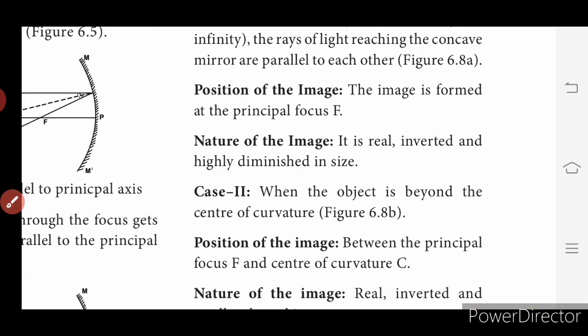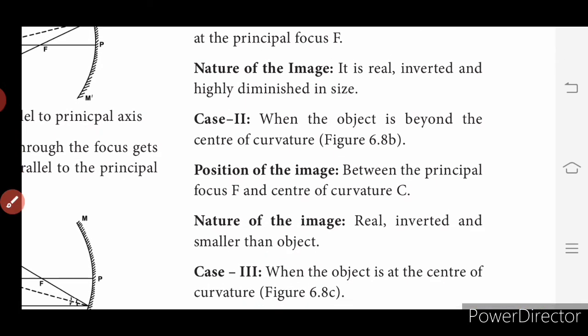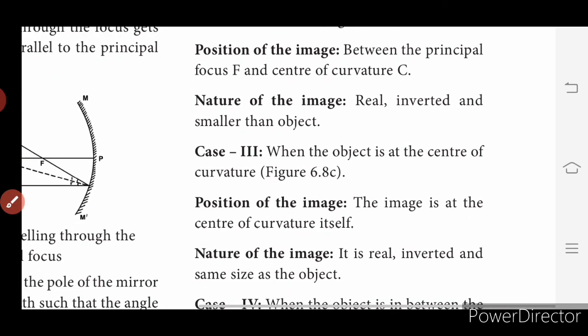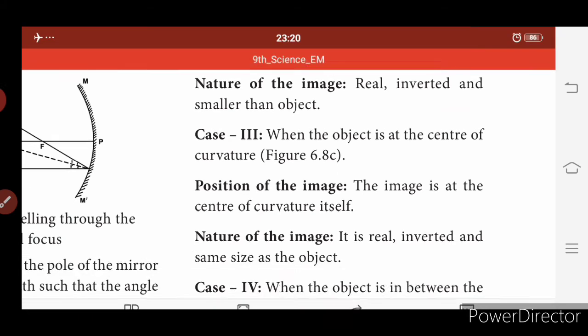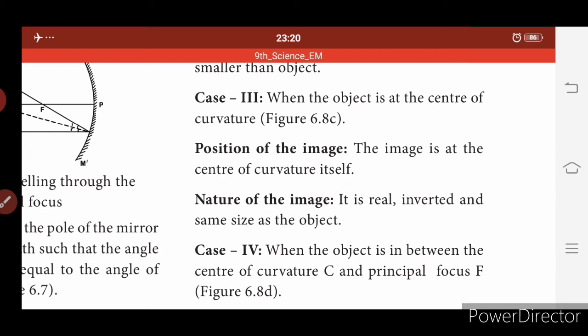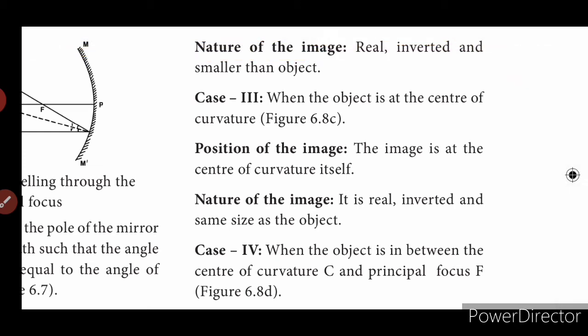See, in case 2, when the object is beyond the center of curvature, the position of the image is between the principal focus F and the center of curvature C. The nature of the image is real, inverted and smaller than the object. The image formed will be smaller than the original object. Then in case 3, when the object is at the center of curvature, the image is formed at the center of curvature itself, and the nature of the image is real, inverted and the same size as the object.